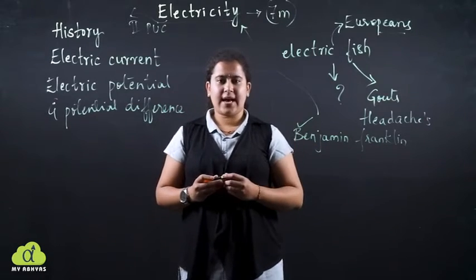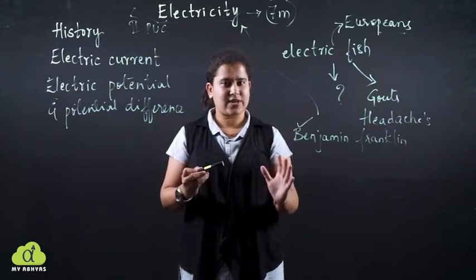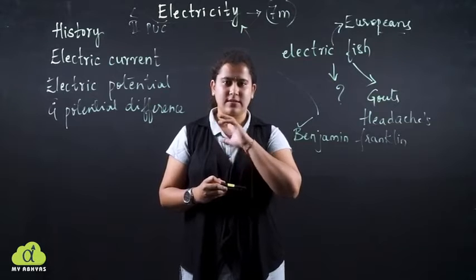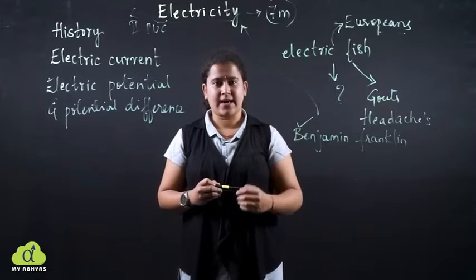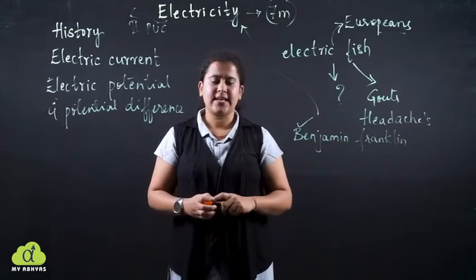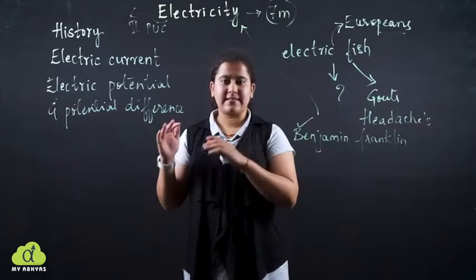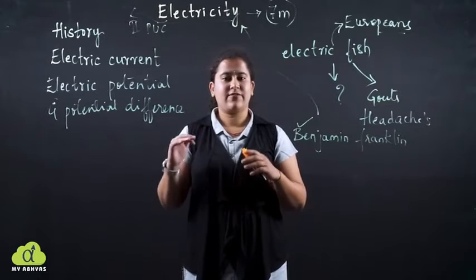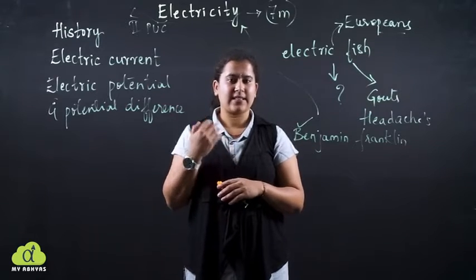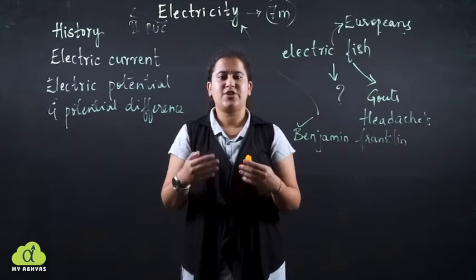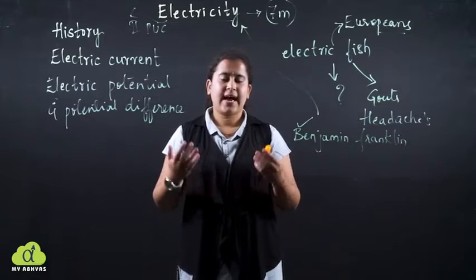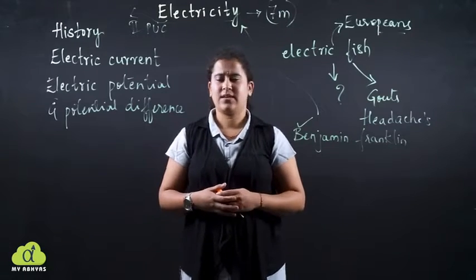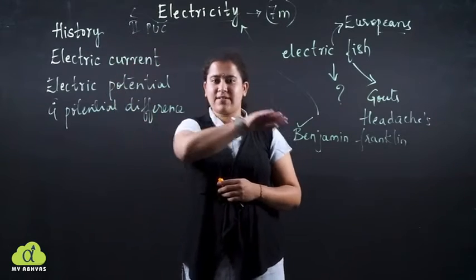So after this, what happened? Coming to the history, we got to know how the electric current was known to mankind, and now in modern society we are using it to the maximum level. Without electricity, without electric current, we have nothing. Even now, whatever I'm teaching you in this online class is because of electricity advancement. So we have completed the history.